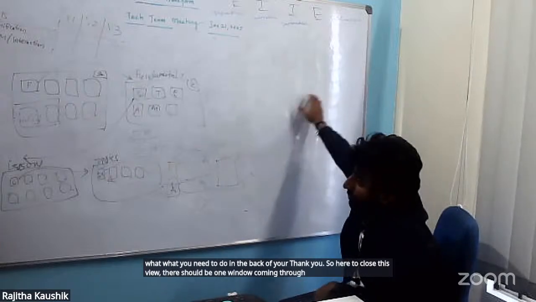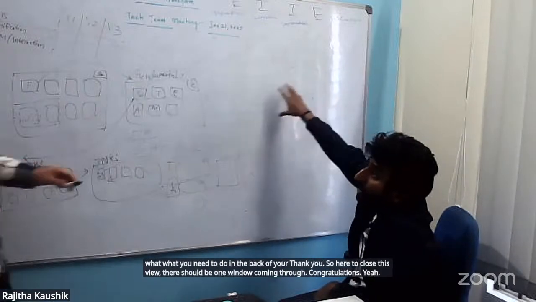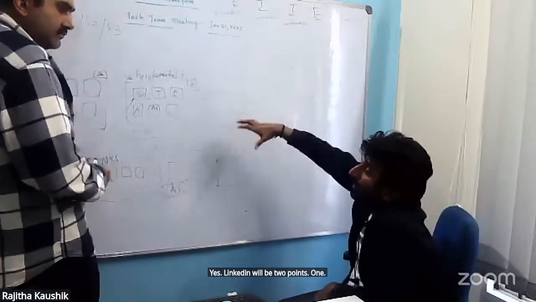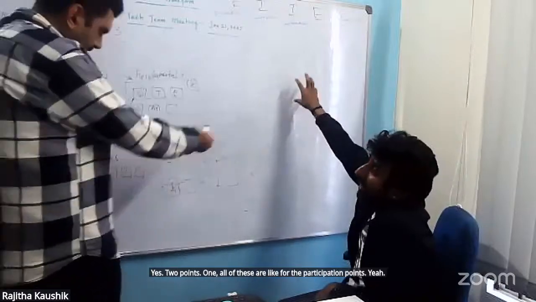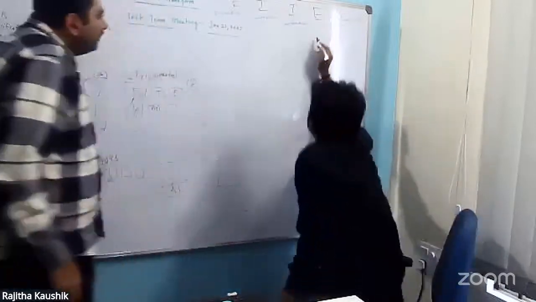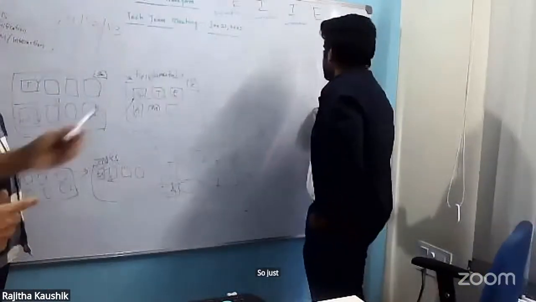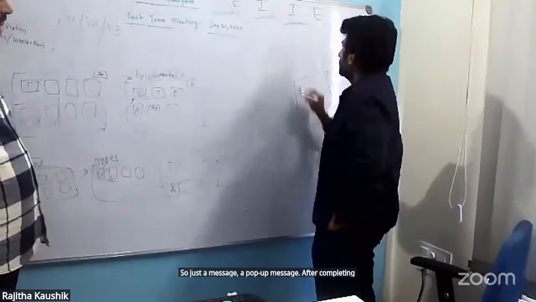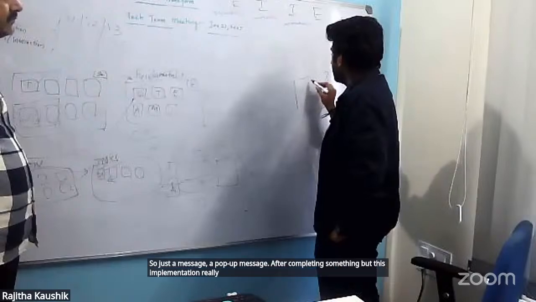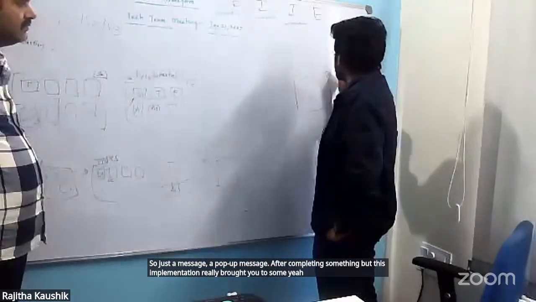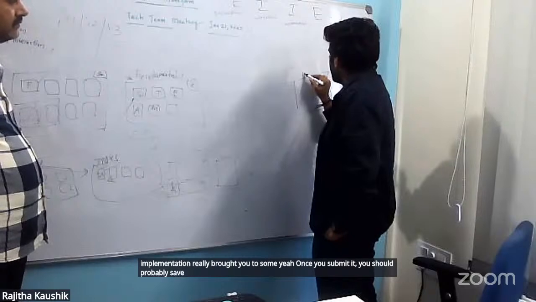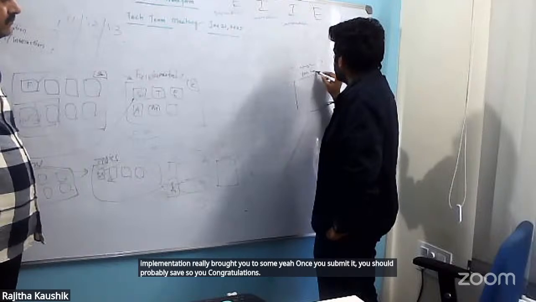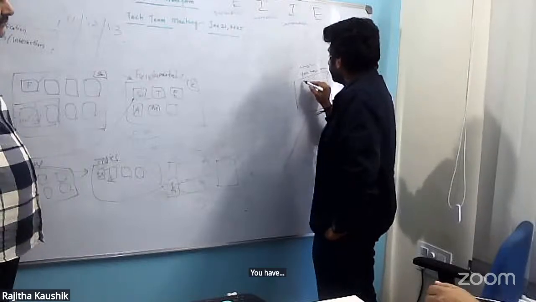So here, to close this loop, there should be one window coming: congratulations, you have completed this. Yes. There will be 2 points, one for the participation points. Just a pop-up message. After completing everything, when this implementation relay project is submitted, a message should pop up saying congratulations, you have gained points for participation.